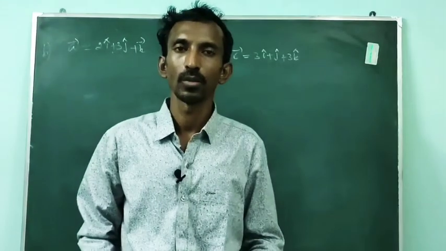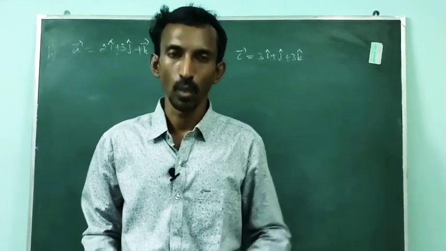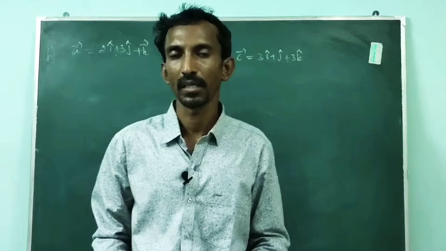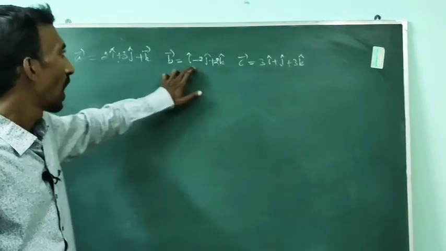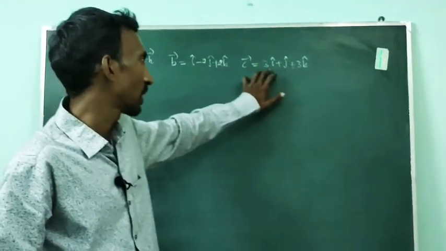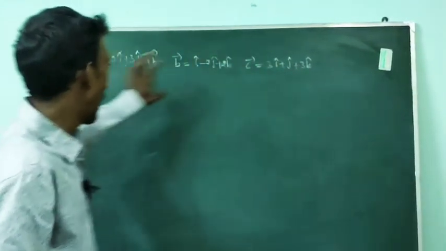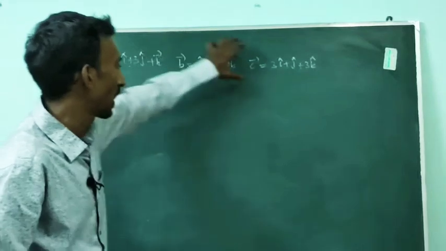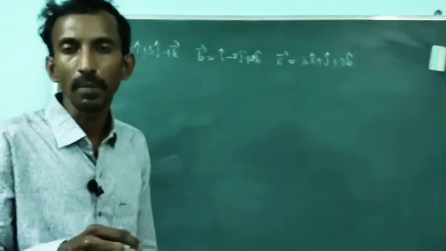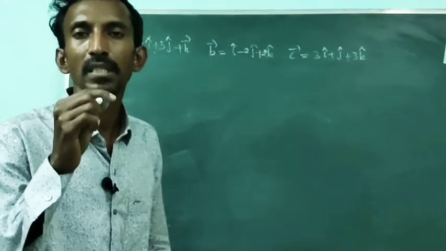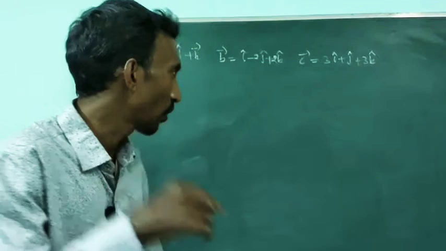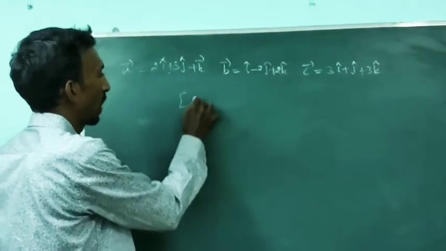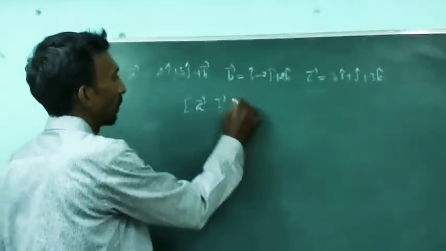Exercise 6.2, question number 6. Determine whether the vectors are coplanar. So the 3 vectors are given as 2i plus 3j plus k, i minus 2j plus 2k, 3i plus j plus 3k. We take them as A vector, B vector and C vector. So now the concept is, if the scalar triple product or the box product ABC is equal to 0, then they are coplanar. Now we are going to check the scalar triple product value or box product ABC.